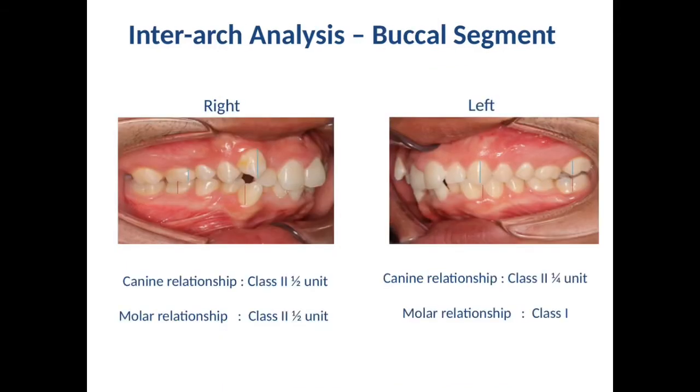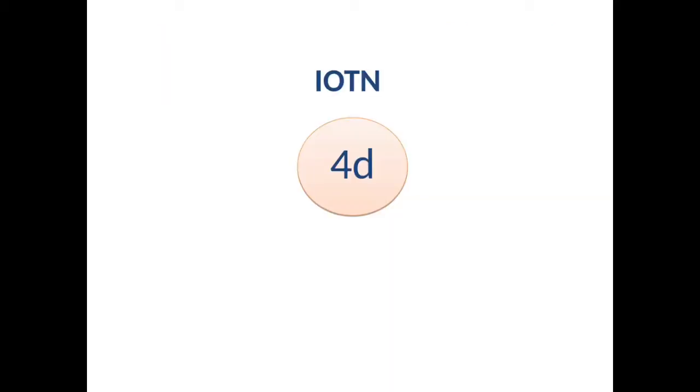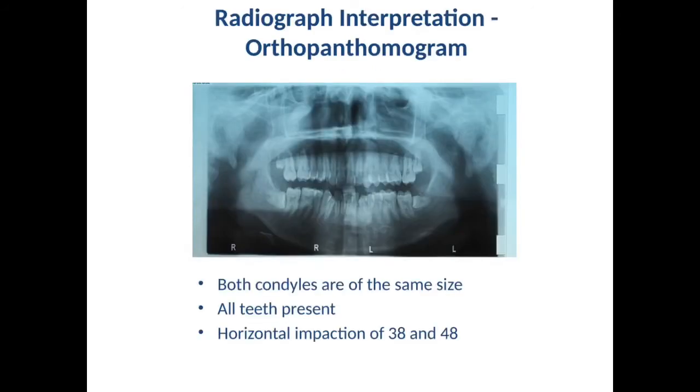facial midline. For the buccal segment, on the right side, the canine relationship is class 2 half unit and the molar relationship is class 2 half unit as well. On the left side, the canine relationship is class 2 quarter unit with a molar relationship of class 1. And for the IOTN, I put it as 4D, which is due to the displacement of contact point between 4-3 distal and 4-4 mesial.